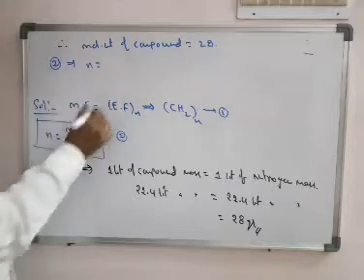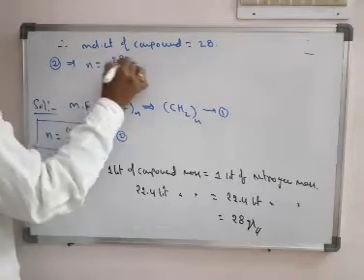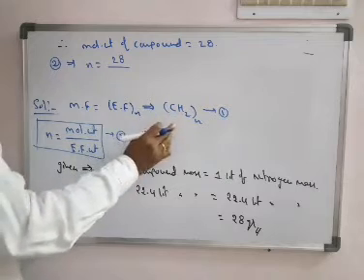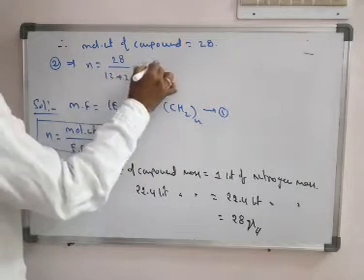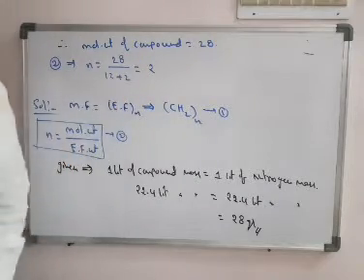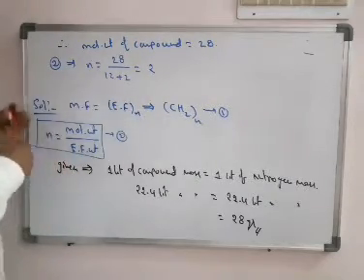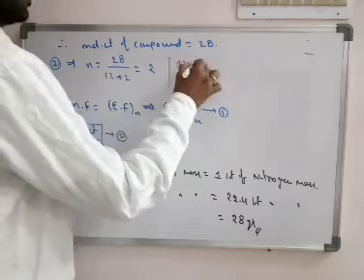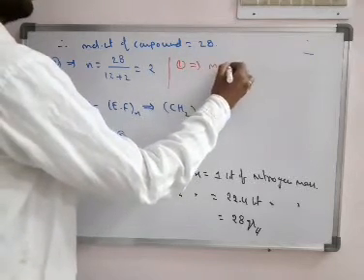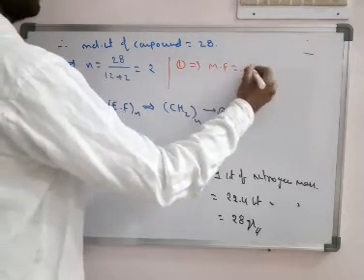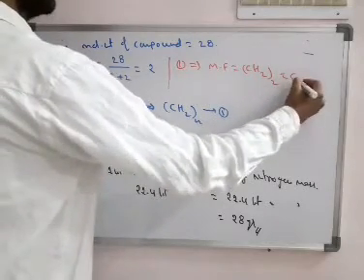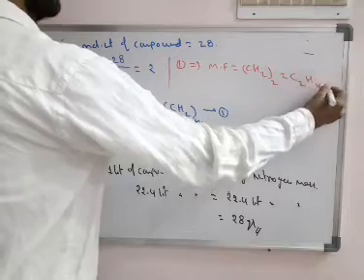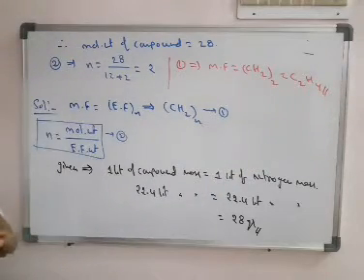So n equals molecular weight by empirical formula weight. What is the empirical formula weight? This is 12 plus 2, so 14. Then n equals 2. Now substitute that in equation 1. The molecular formula is empirical formula taken n, so with n equal to 2, that is C2H4. So the molecular formula of the compound is C2H4.